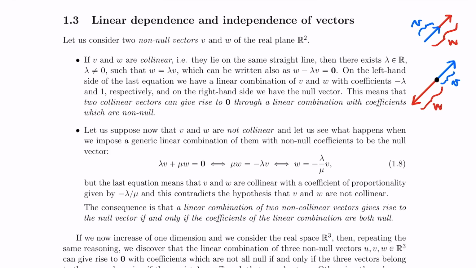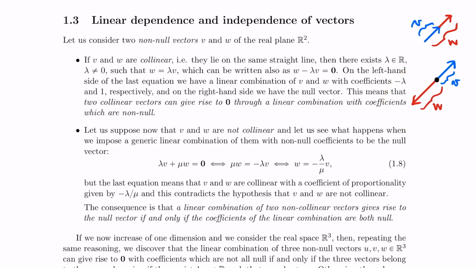The geometric property that we need as a motivation is the so-called collinearity. Given two vectors v and w, we say that they are collinear if they lie on the same straight line, that is, if they have the same direction. Here and here you can see two examples of two vectors which are collinear, and in this case they have also the same orientation. In this case they have opposite orientation.